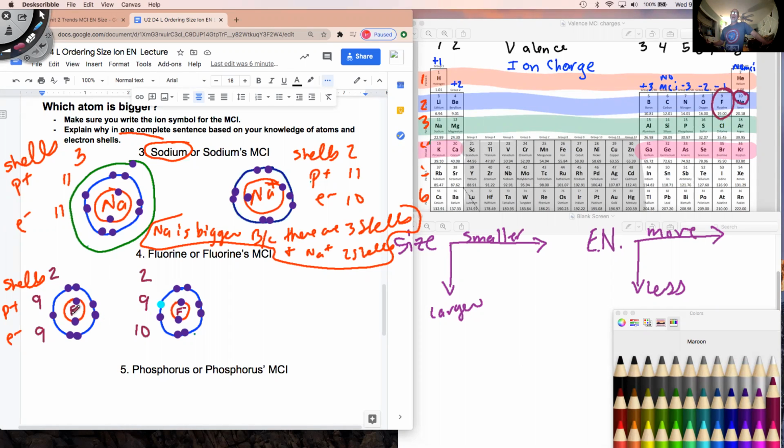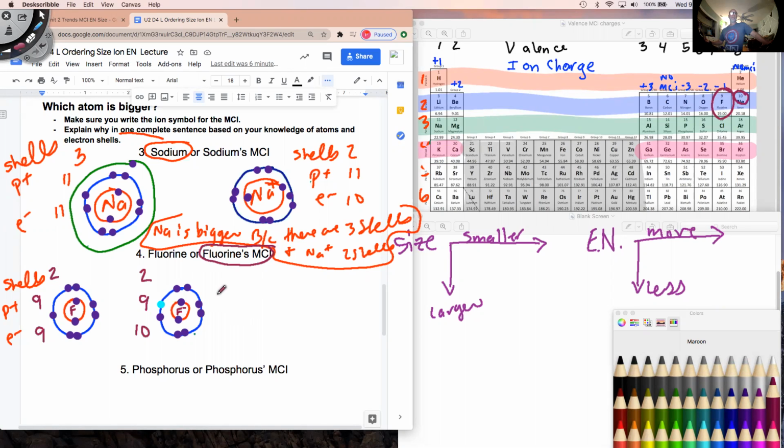Now, you have 9 protons pulling on 9 electrons, and 9 protons pulling on 10 electrons now. So what do you think will be able to pull the electrons closer? 9 versus 9 or 9 versus 10? I think the 9 versus 9, hopefully you're all saying that that one will pull the electrons in closer. So this atom will be smaller, which means this atom is going to be bigger. And the question asks, which is bigger? So in this case, this one here is going to be bigger.